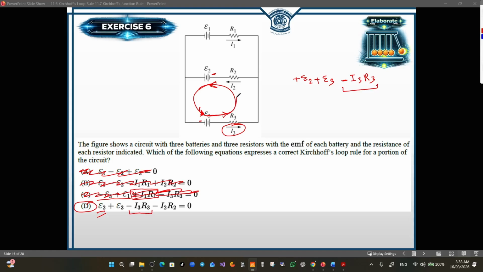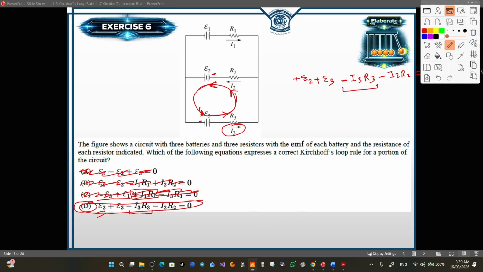Now we complete the rotation. Here at R2, the direction of my loop is the same as the direction of the current. So this means that the potential difference across R2 should be written with a minus sign, minus I2 times R2, and all are equal to 0. This is exactly the same as choice D.